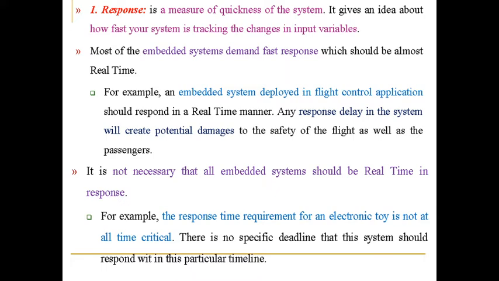It is not necessary that all embedded systems should respond in real time. For example, the response time requirement for any electronic toy is not at all time critical. There is no specific deadline within which this system should respond.